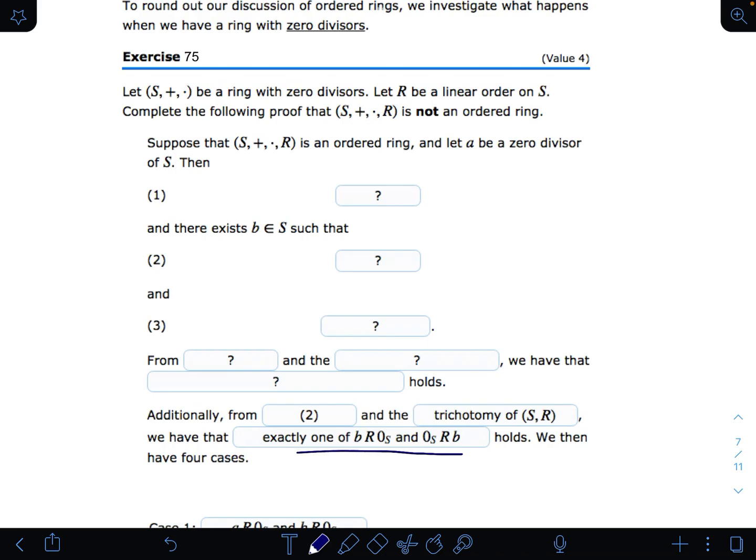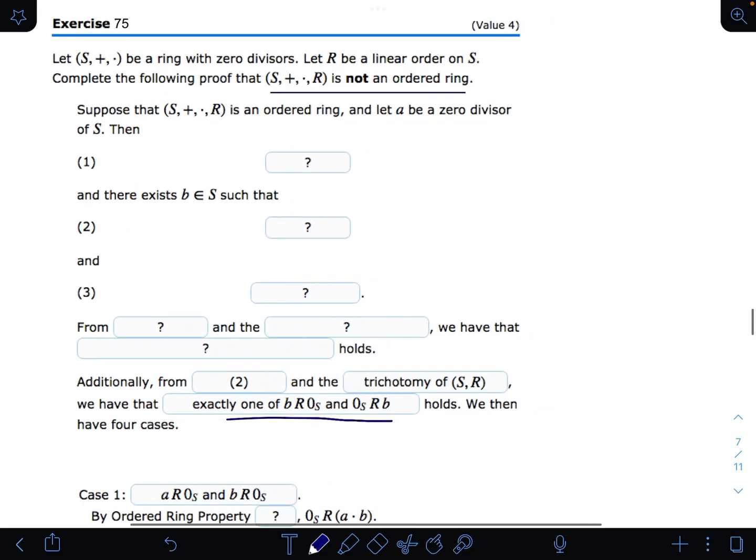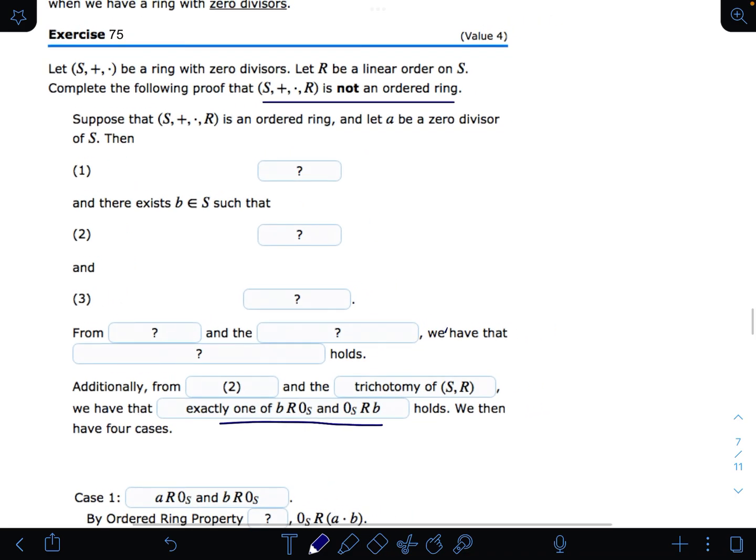Again, this is a proof for you to do with your classmates, and this is to show that I've got a ring with 0 divisors. Remember, that changes things, right? If I have a ring with 0 divisors, I'll never have a field, by the way. And we're going to show that if I have a ring with 0 divisors, I cannot have ordering on it.